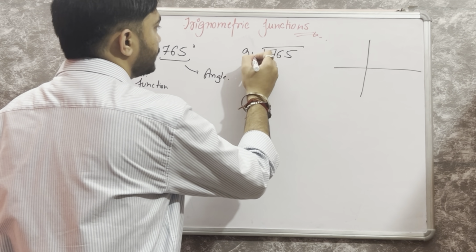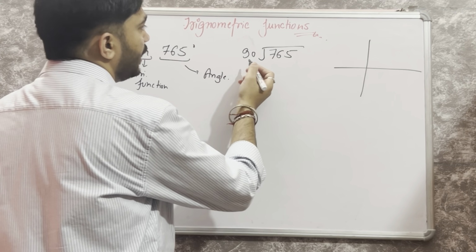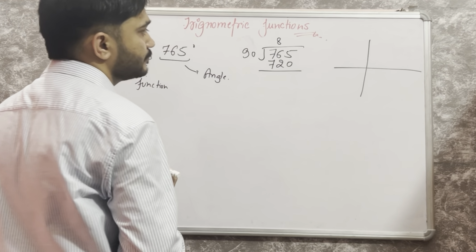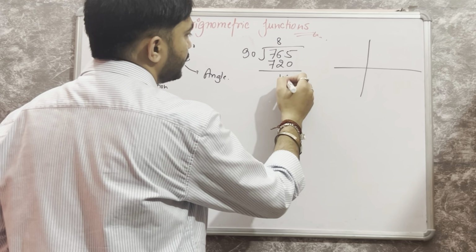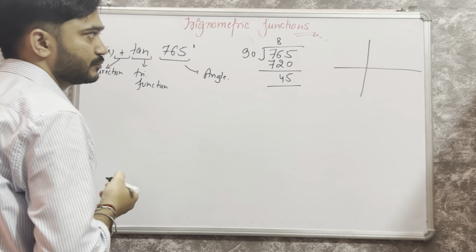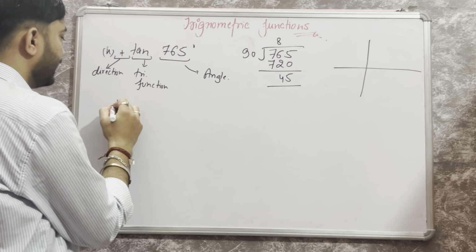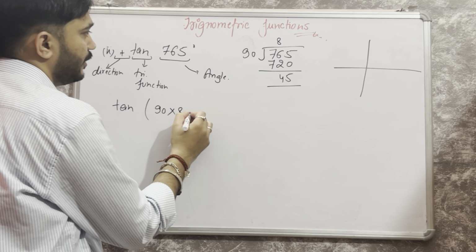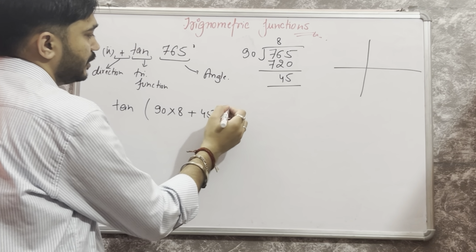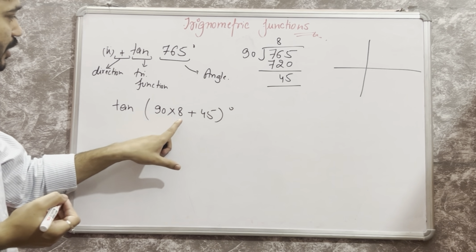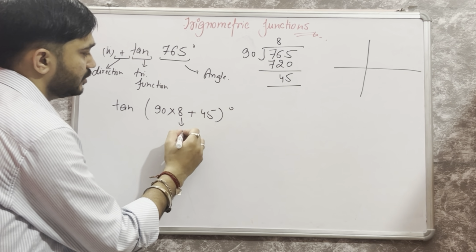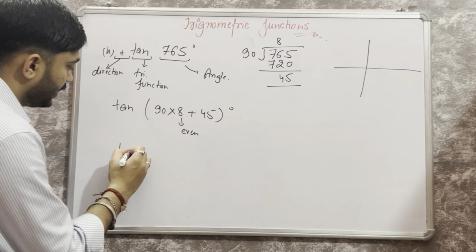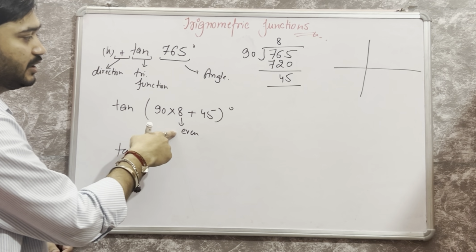Divide 765 by 90. We know that 90 times 8 is 720, so we are left with 45. So we can write it as tan(90 multiplied by 8 plus 45 degrees). Here the number is even, so we say tan, no name change because the number is even.